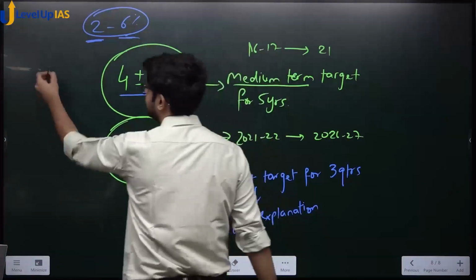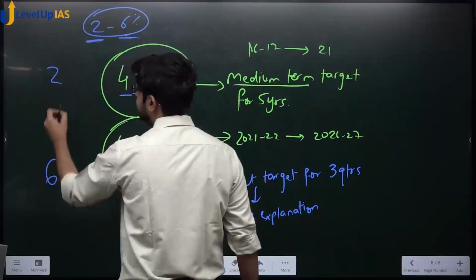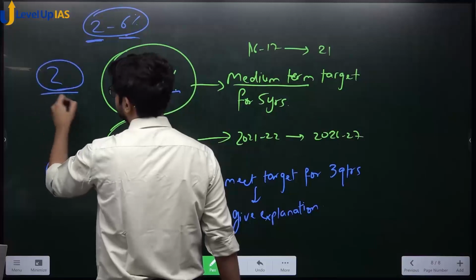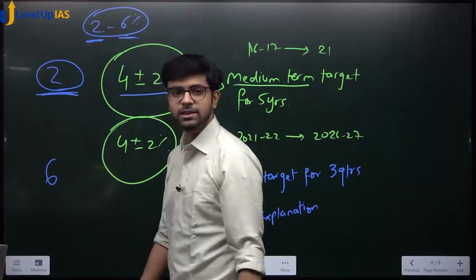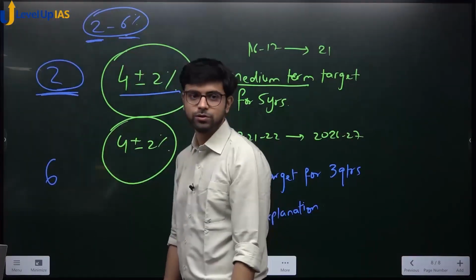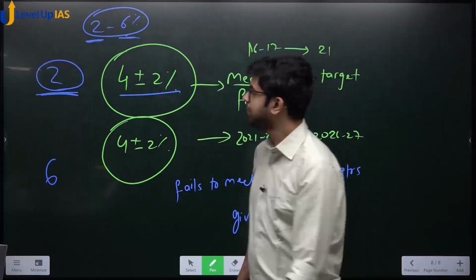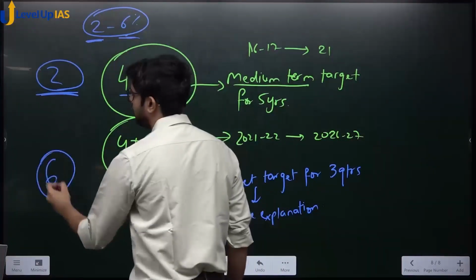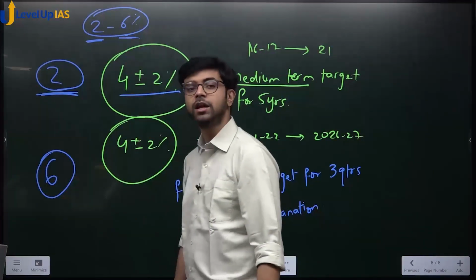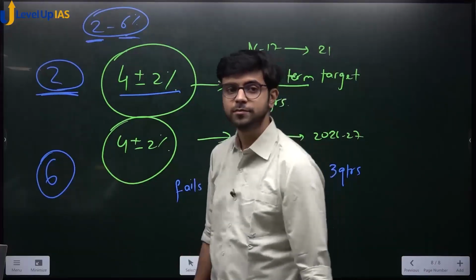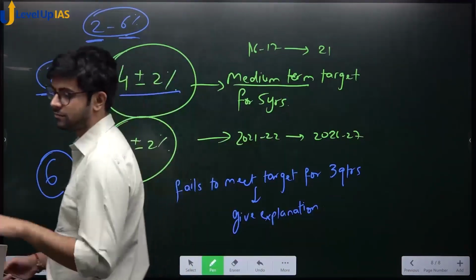So can I say this is 2 and this is 6? Can I say if inflation is in this range, RBI will cut interest rates? No. Can I say if inflation is in this range, RBI will not cut interest rates, in fact RBI will increase interest rates? Confused?